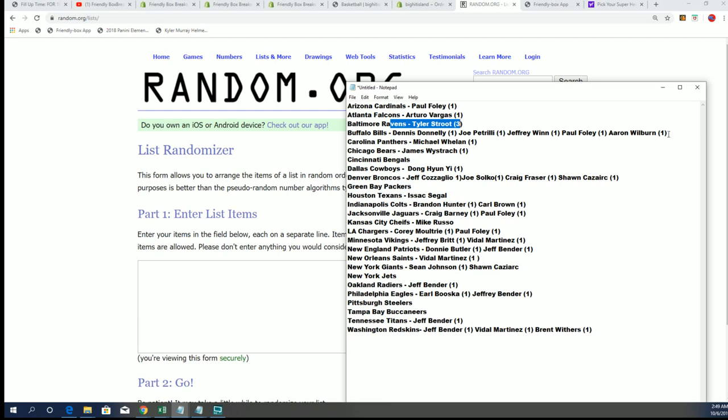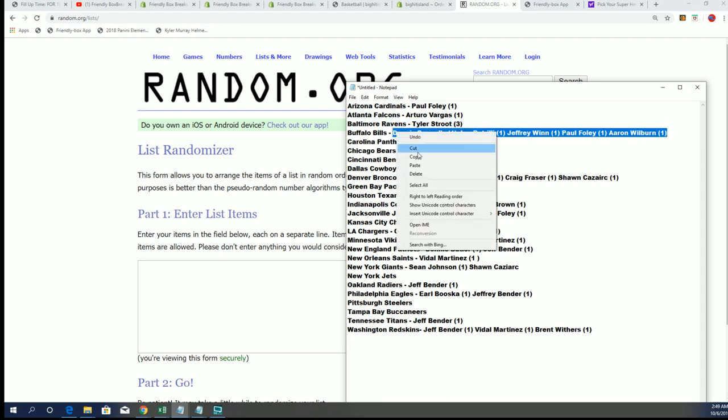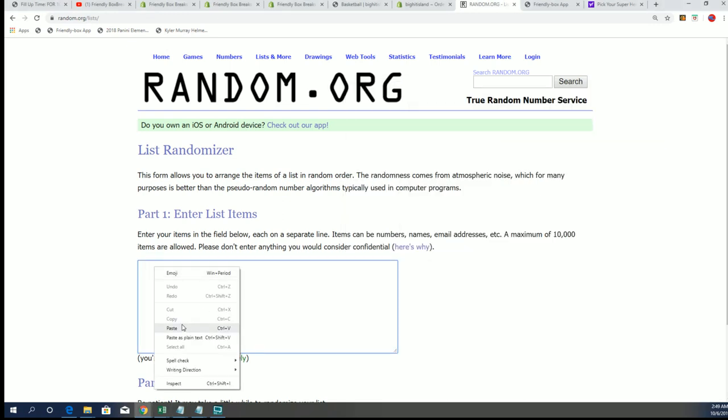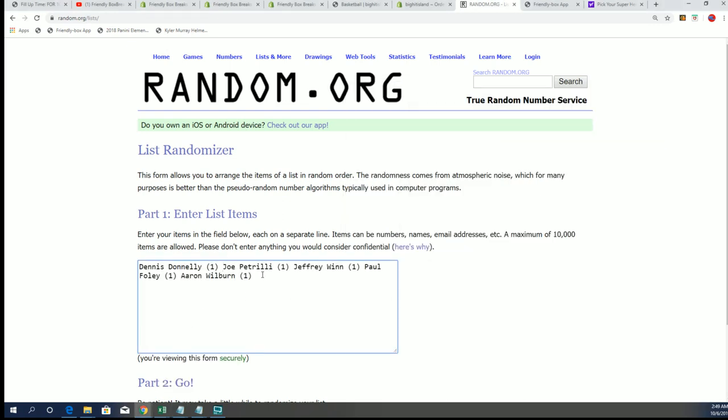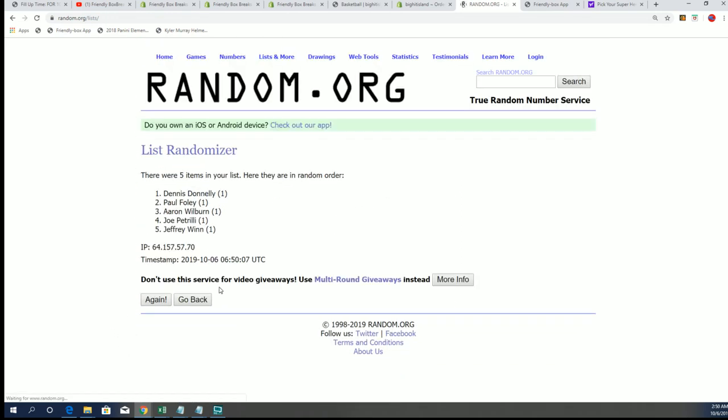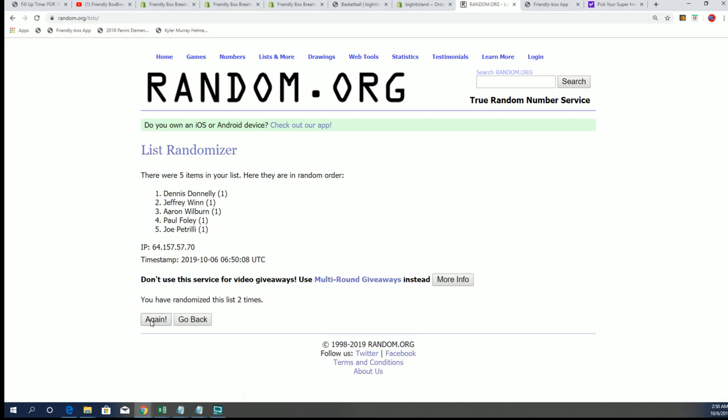Buffalo Bills. There's a lot here for Buffalo. So let's get to the random and see who owns the Bills. Seven times through. Lucky number seven, Aaron W. Congratulations with the Buffalo Bills.